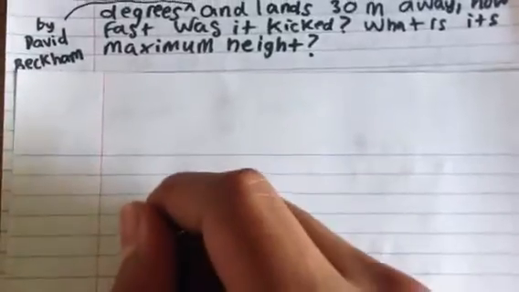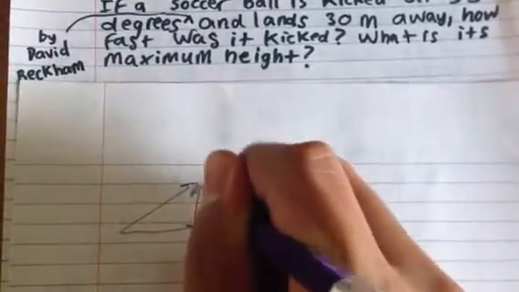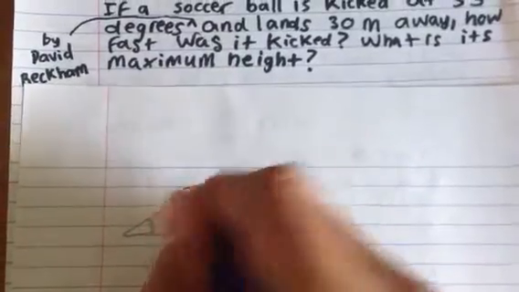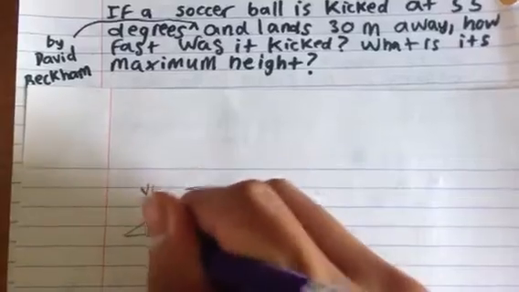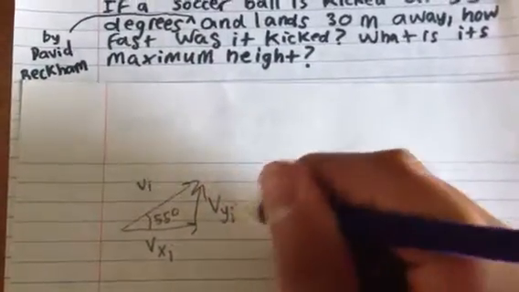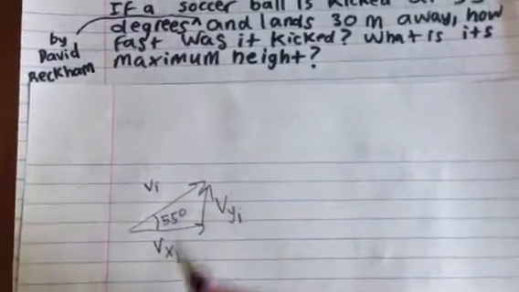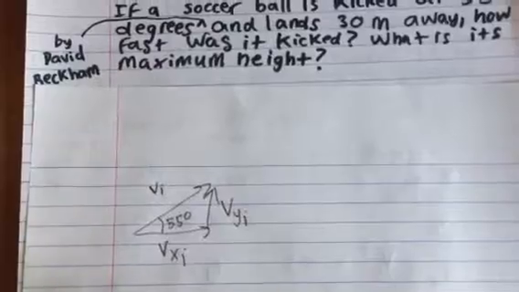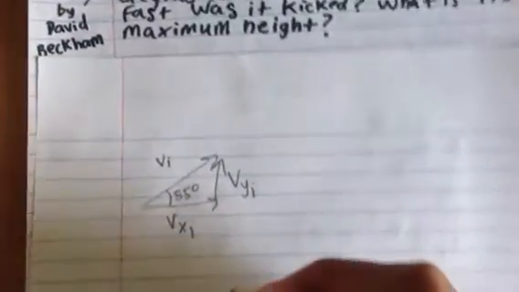So first, whenever there's a problem involving angle-launched projectiles, you want to draw yourself a quick diagram labeling the initial velocity overall in the hypotenuse position, initial velocity in the x direction, and the initial velocity in the y direction. You'll see soon enough why we'll need these three components to solve what we're looking for.